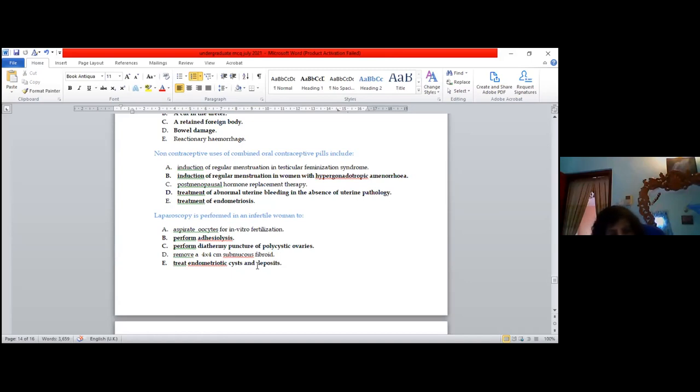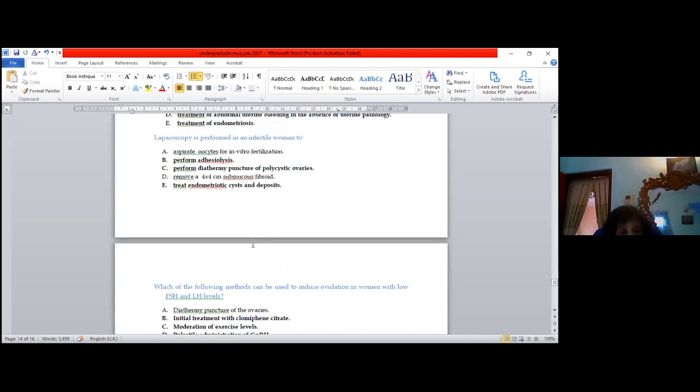Perform diathermy for endometriosis is correct. Perform diathermy to polycystic ovaries is correct. Remove submucous fibroid? No, any submucous fibroid cannot be removed through laparoscopy. Less than 5 centimeters in size can be removed by hysteroscopy. If it's more than 5 centimeters in size, it has to be removed by open myomectomy. Treat endometriotic cyst and deposits? Yes, laparoscopy is the best method to treat endometriotic cyst and deposits.